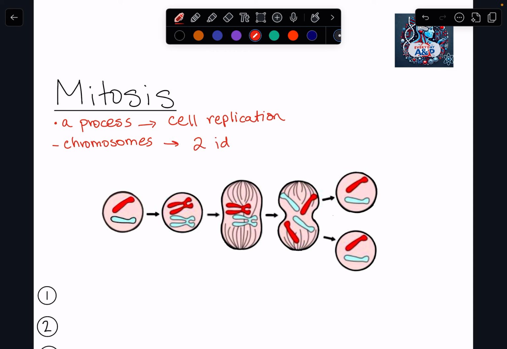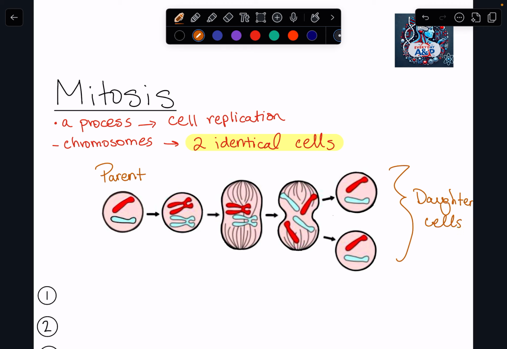So let's get right into it. Mitosis. What is mitosis? Well, to start off, it's a process. What type of process is it? We have cell replication. It replicates chromosomes and then segregates them, where at the end of the cycle, we have two identical cells.